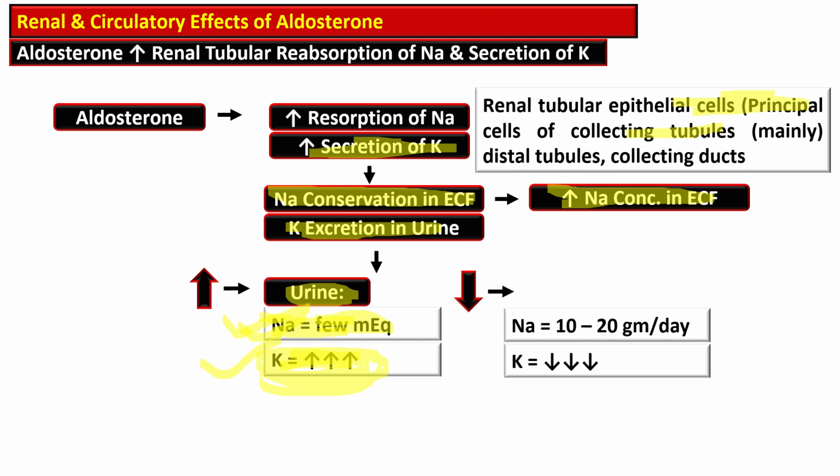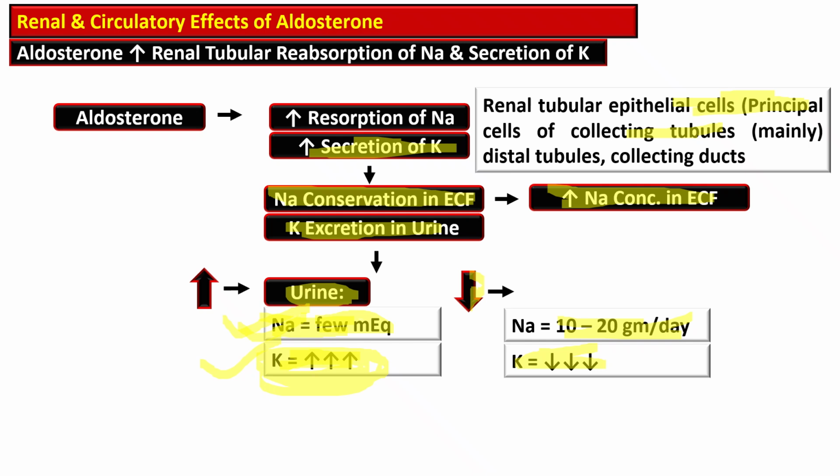If there is deficiency of aldosterone, there is loss of sodium, about 10 to 20 grams per day, that is about 10 to 20% of the body sodium, and the potassium is retained, so it is decreased in urine and it is increased or retained in the extracellular fluid and can lead to hyperkalemia, the increased quantity of the potassium ion in the blood.